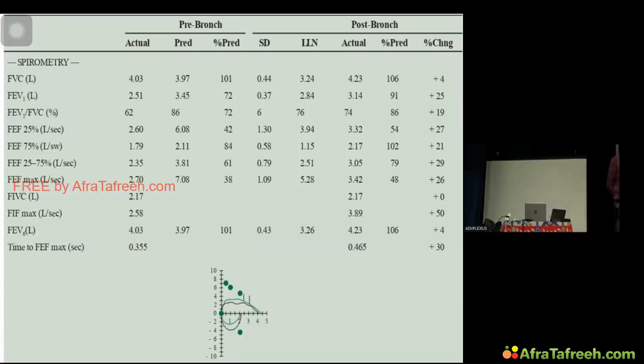Variable extrathoracic obstruction. If you see the graph here, you can see the inspiratory limb, that green graph is away from the normal graph. When the green graph is away from the normal graph, it means it is small. So what kind of obstruction is it? VETO, variable extrathoracic obstruction. They simply want you to interpret this graph and tell the answer. It is variable extrathoracic obstruction.